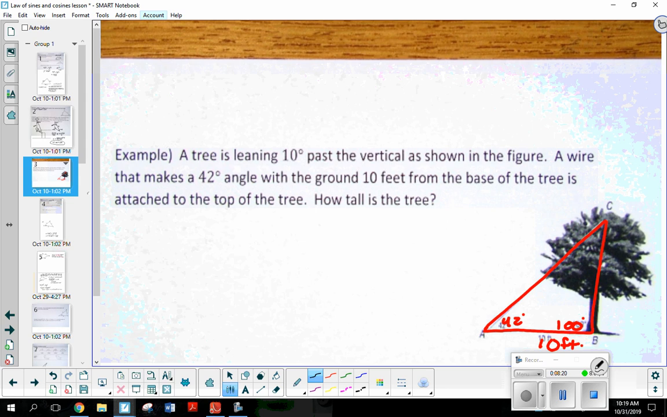Now we don't yet have a pair in order to use the law of sines, but we can easily find the remaining angle, which would give me a pair. All right. Anybody want to come on up and show me what they did?